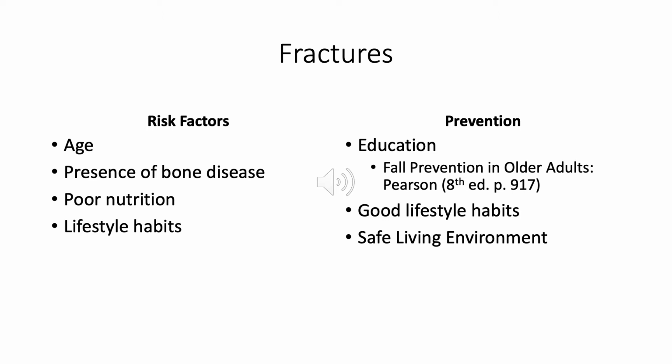Fracture prevention begins with education. Children and young adults should be taught the importance of using safety equipment like seat belts, helmets, knee and elbow pads. Practicing good lifestyle habits such as exercising regularly and maintaining a healthy weight can also increase bone strength and prevent fractures. Creating a safe living environment is key to the prevention of fractures.